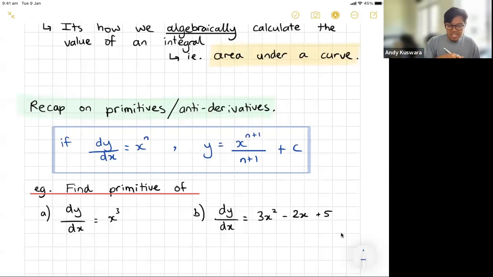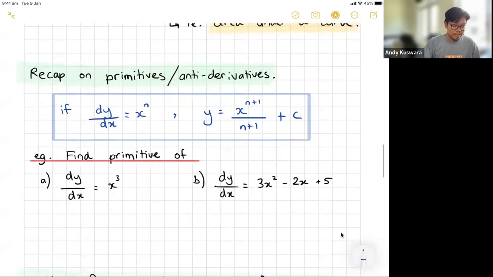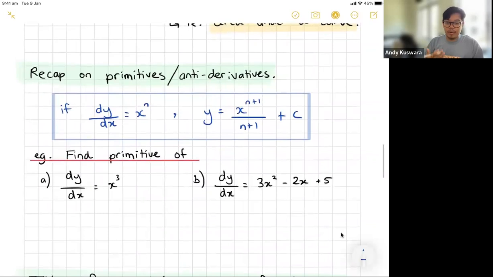And then we have this plus c, which is a constant because that could be any number, and when you differentiate, it disappears. So let's do a couple examples, and hopefully it will jog your memory on what a primitive is and how to do it. And this will be the baseline for how we use the fundamental theorem.